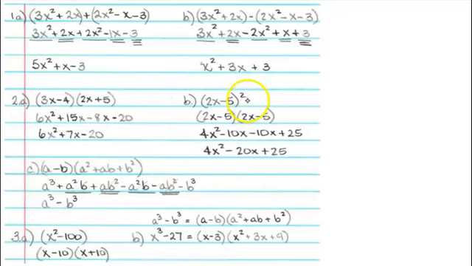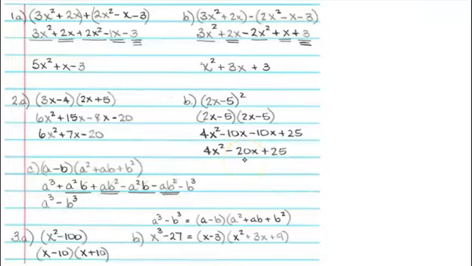2x minus 5 squared, remember you can't just square the first term and square the last term. It literally means 2x minus 5 times 2x minus 5, and then we're going to FOIL just like we did a second ago. So 2x times 2x is 4x squared, 2x times -5 is -10x, and then -5 times 2x is -10x, and -5 times -5 is positive 25. My two inner and outer terms will combine to be -20x.